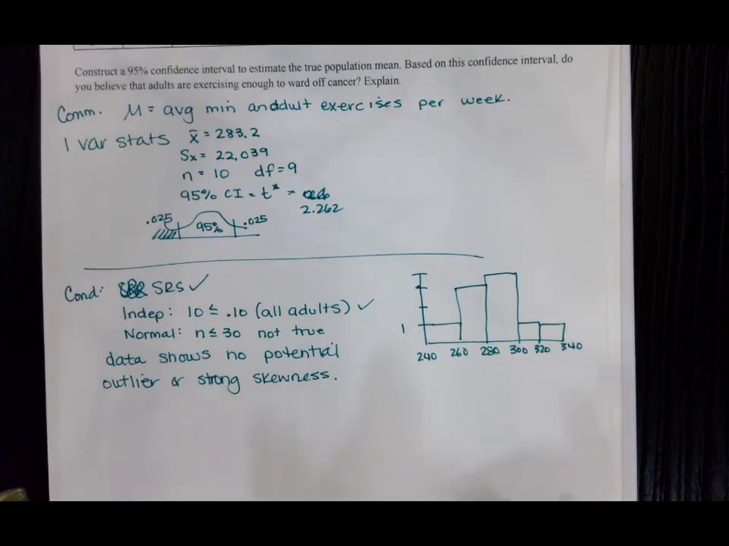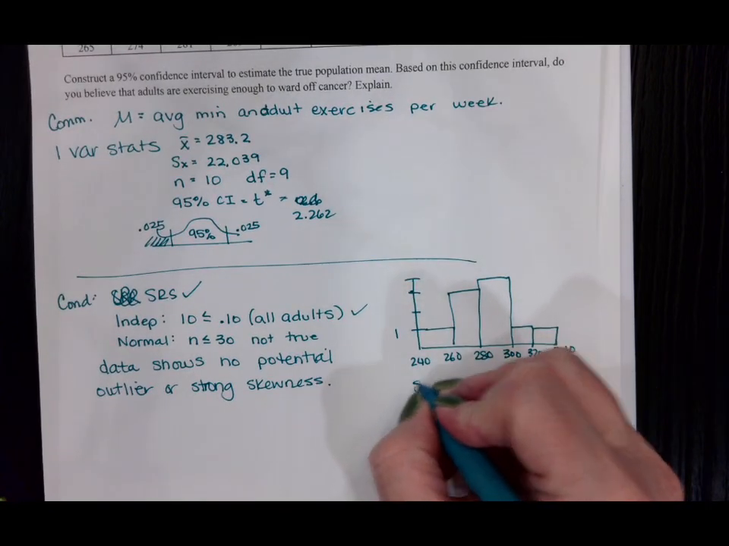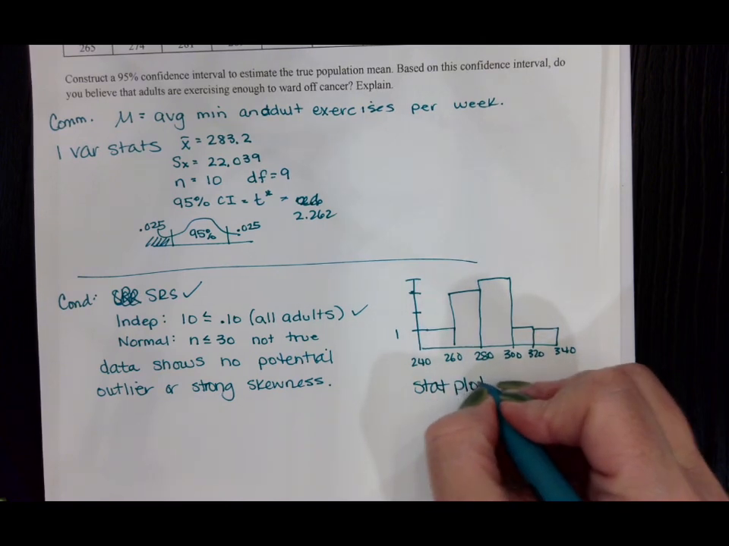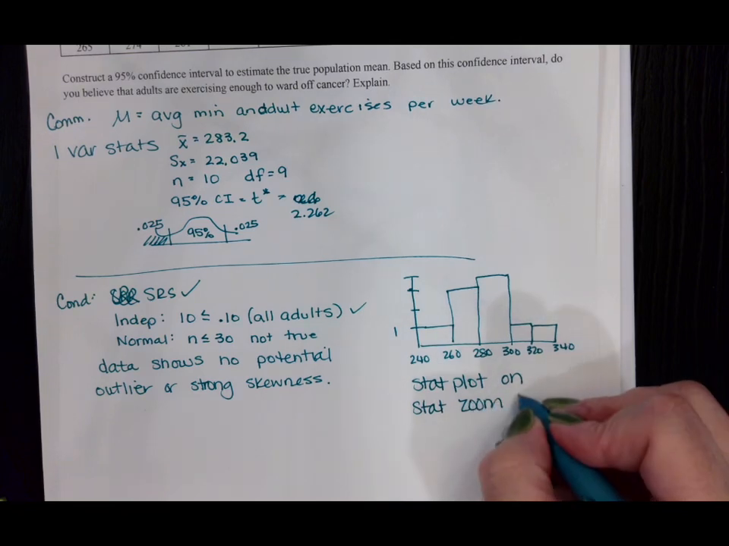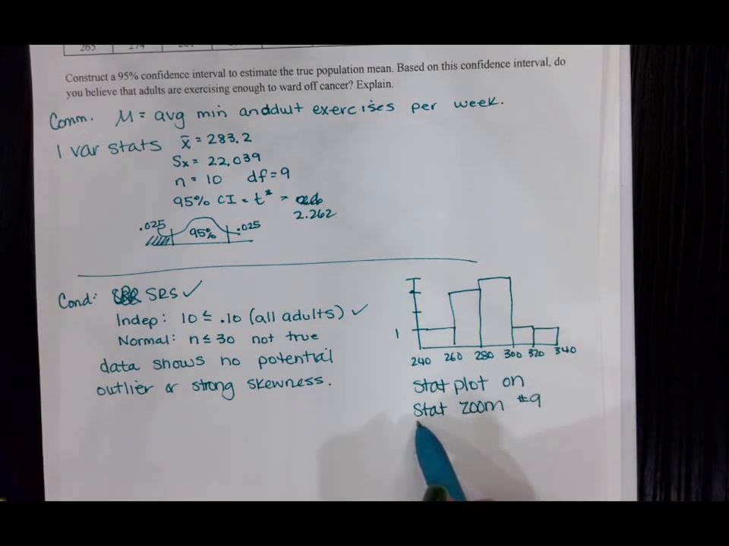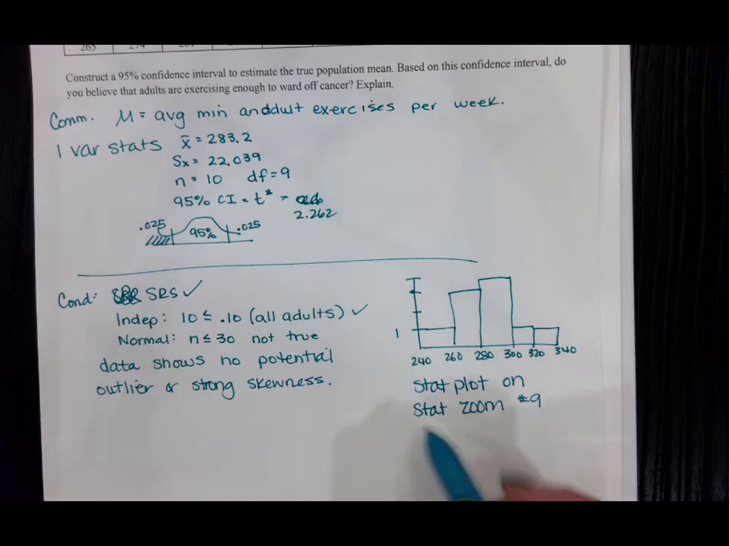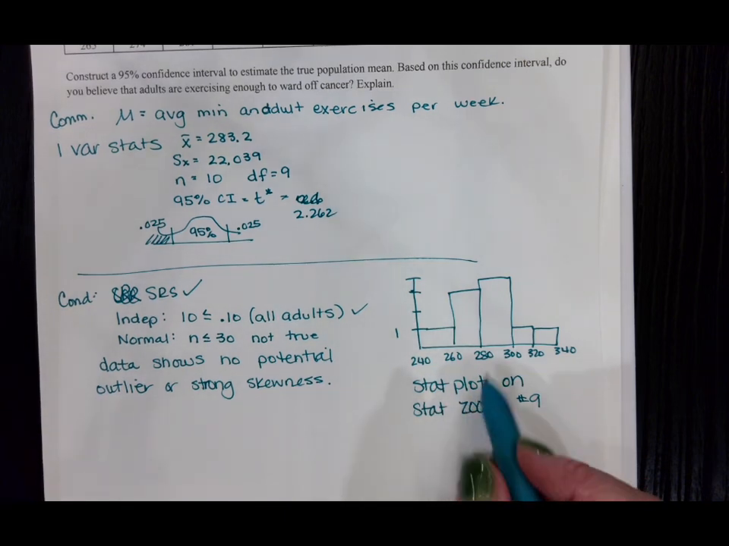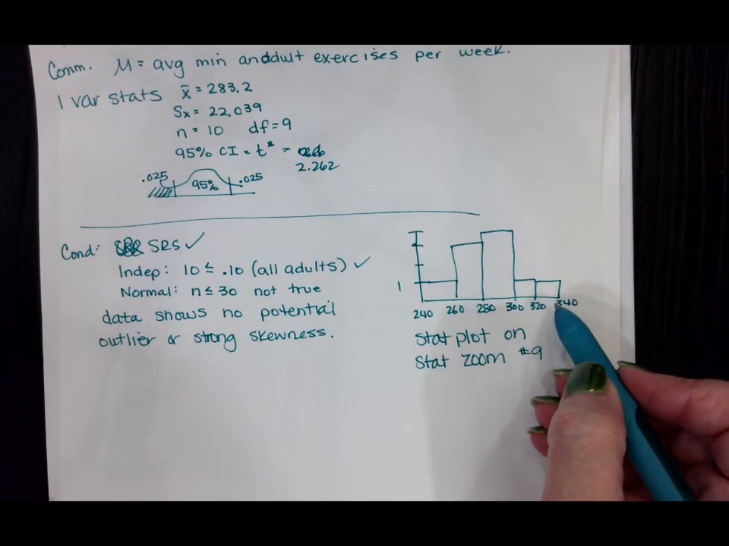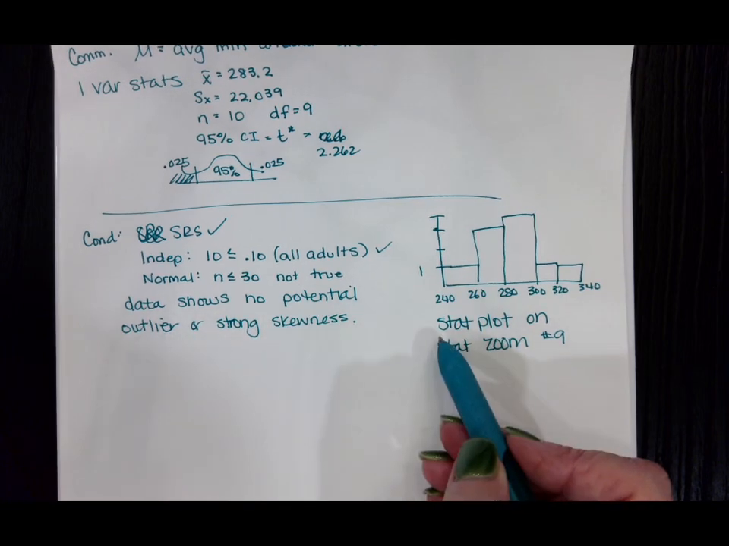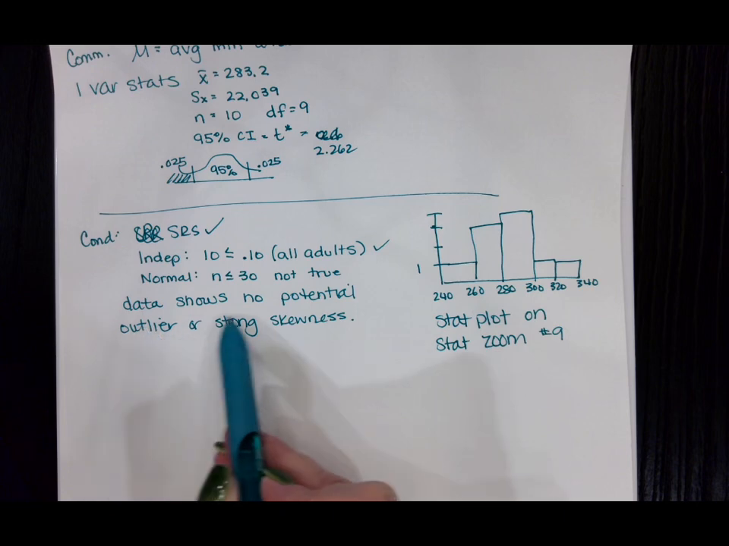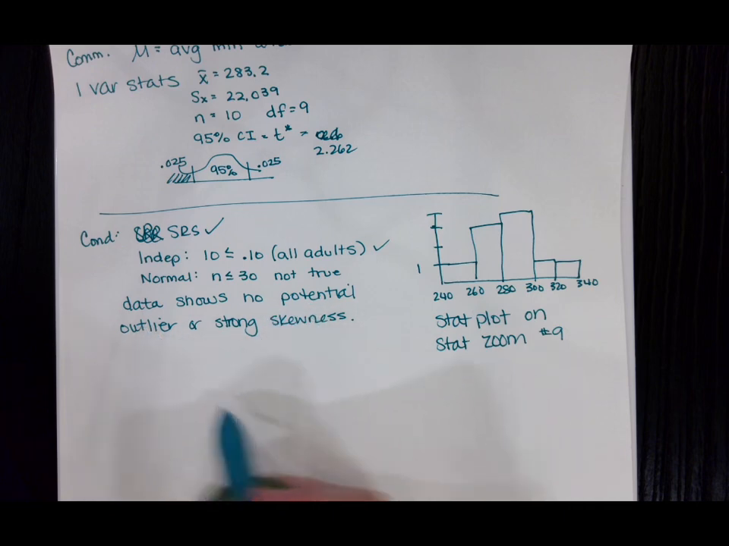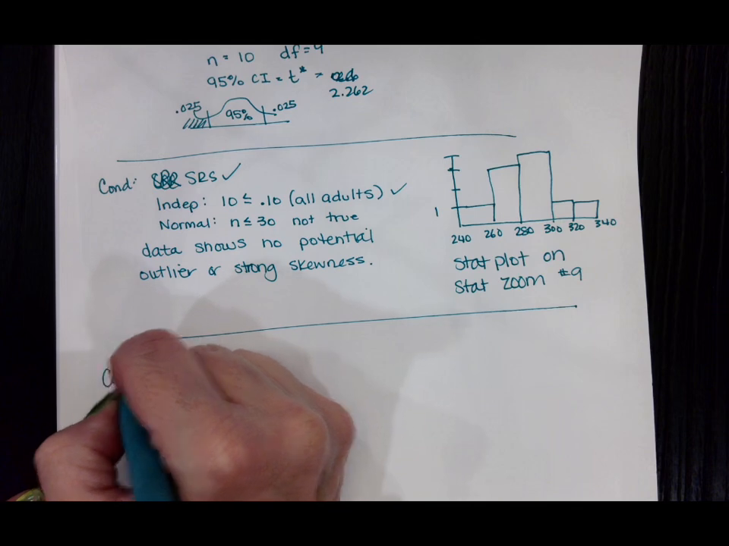Just as a reminder, how I got this: I went to stat plot and turned this on, and then I did stat zoom, which is option number 9 when you get to zoom. Then I played with my window just a little bit to make it look like it didn't have that one outlier that was out there. So this requires a little more work. Hopefully this will be provided, and all you have to do is say that the data shows no potential outliers or strong skewness.